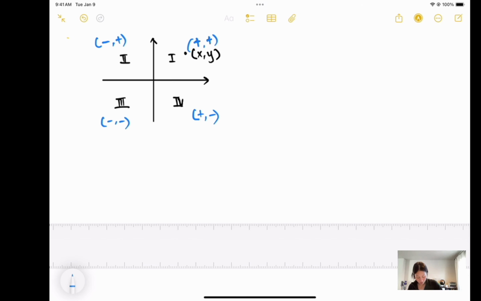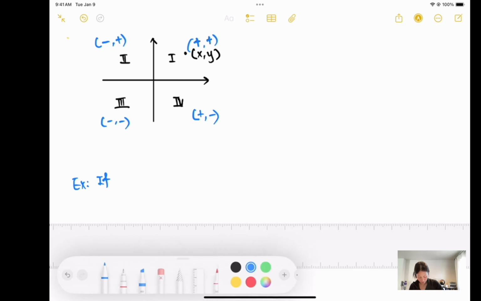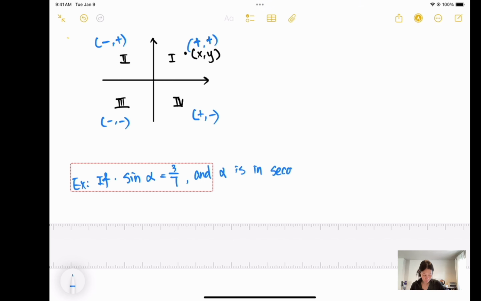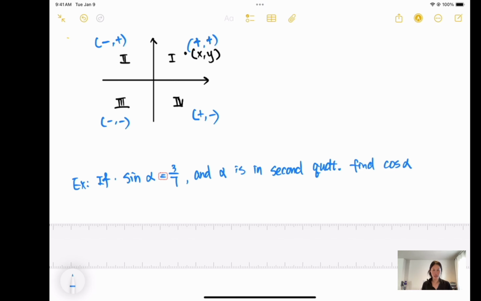Okay, so if I'm giving you a question, if sine alpha is equal to 3/7 and alpha is in the second quadrant. This is my shorthand writing of quadrant. And I want you to find cosine alpha. How do we do that?